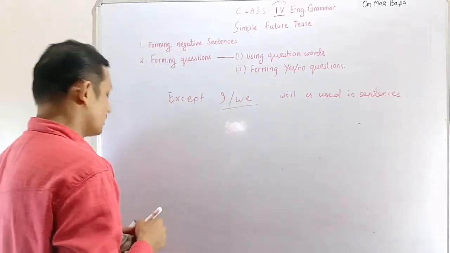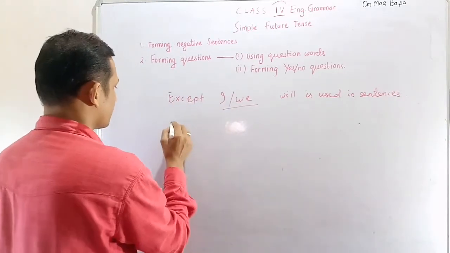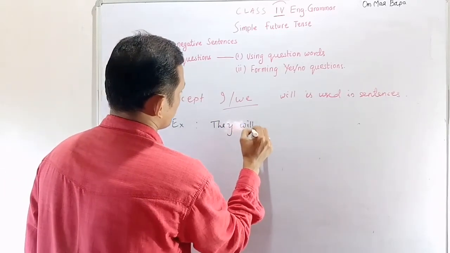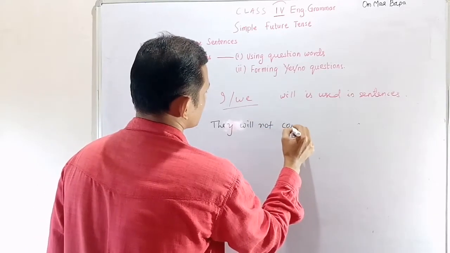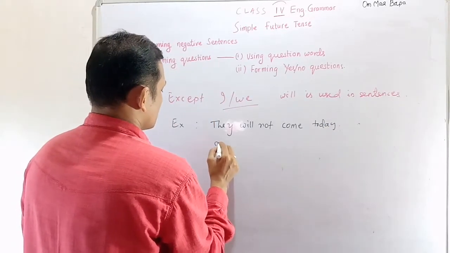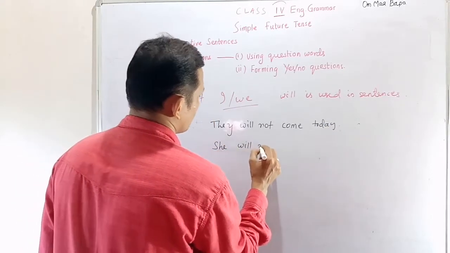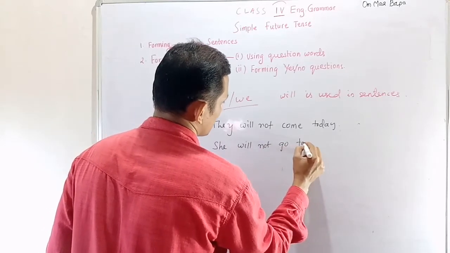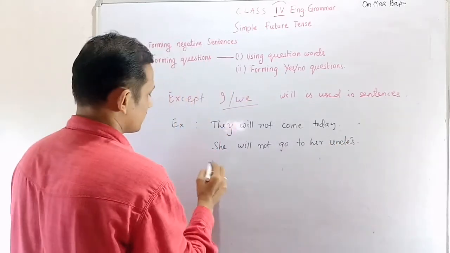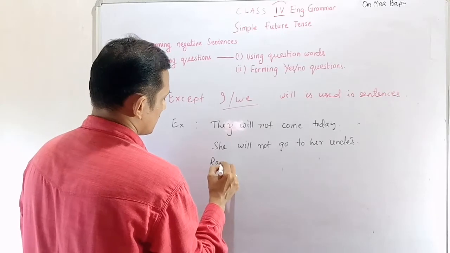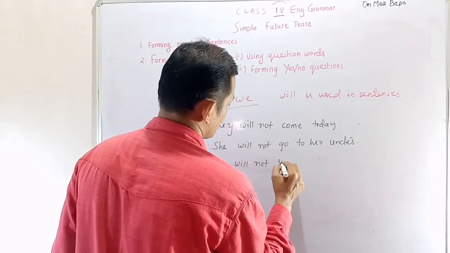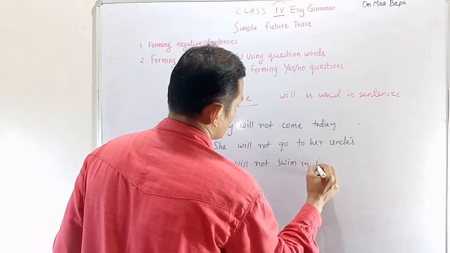Example: They will not come today. She will not go to her uncle's. Ram will not swim in the pond.